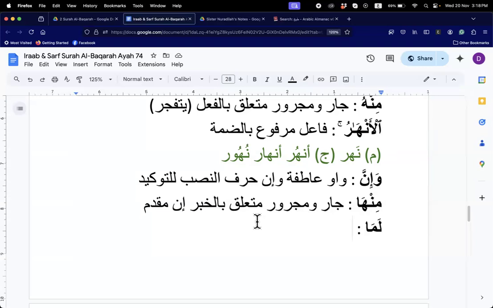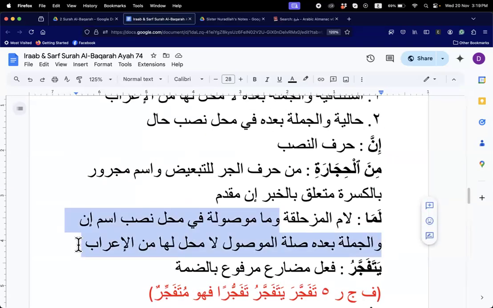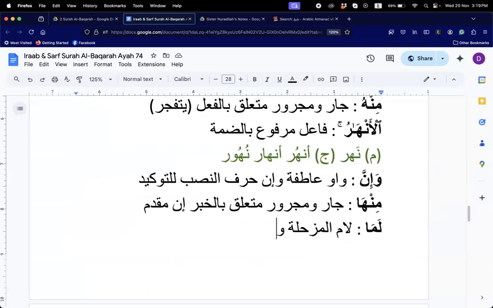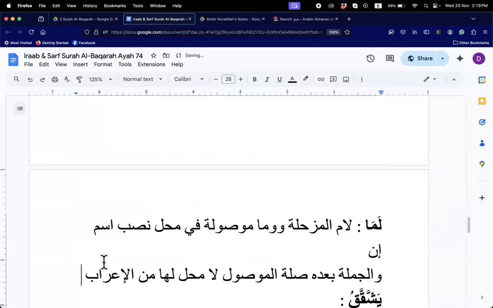So this lam again will be, as you said, lam muzallaqah. And the ma is mausul again. Yes, again it's mausul. I'm going to copy that. And of course, the jumlah after that is going to be the silatul mausul. I copied at the wrong place. Oh no, correct.